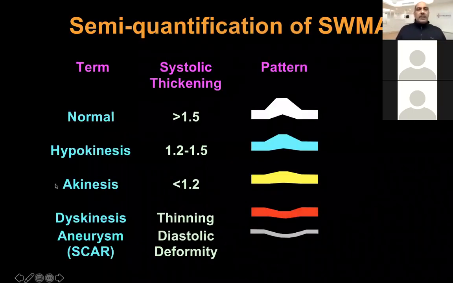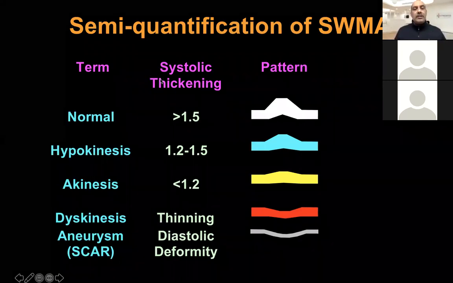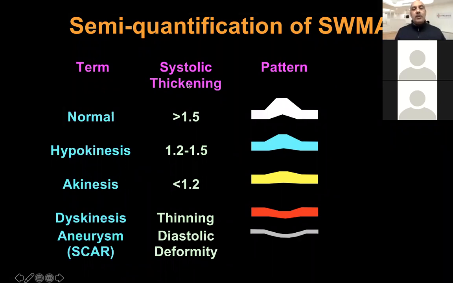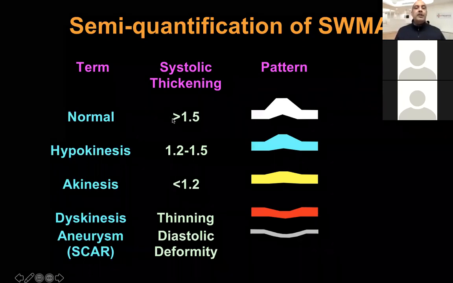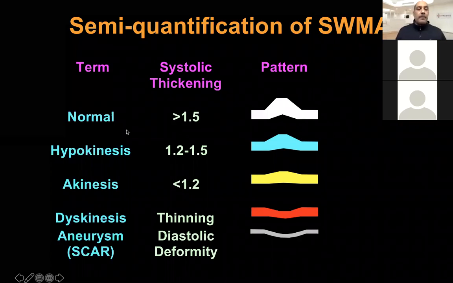Now, the other word is about quantification. Once we have qualitative data of wall motion abnormalities, it is important to translate that into numerical form so that we can use it in equations and for analysis. So these are certain terms which you use: normal. Normal is when the systolic thickening, the difference between diastolic and systolic thickness of that particular segment, is more than 50%. That is, if it was 1 centimeter in diastole, it becomes 1.5 centimeter in systole, then it is normal.